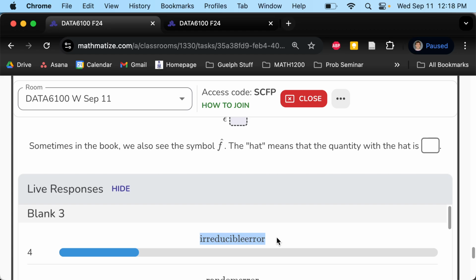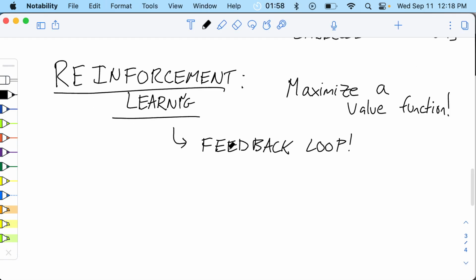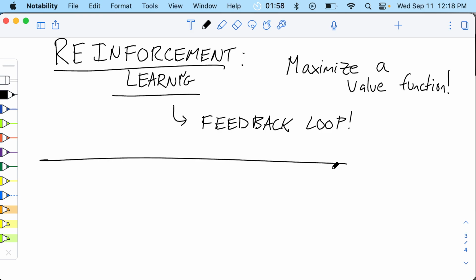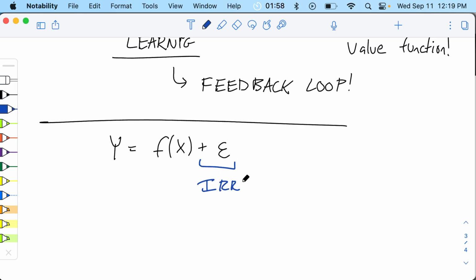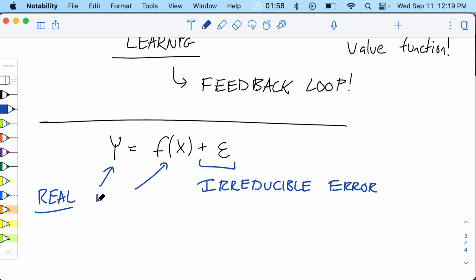Let me give you an example, which I think is a nice example to illustrate this. And I think this is a very important idea that people don't think enough about, which is that epsilon is the irreducible error. Y equals f of x plus epsilon. This is the irreducible error. Okay, and it's important here that you understand that x and y are the real inputs and outputs. They're not our predictions, but the real actual inputs and outputs. This is the output, and this one is the input.